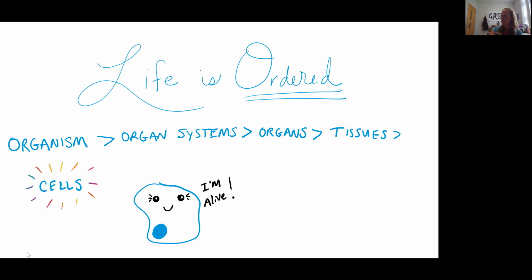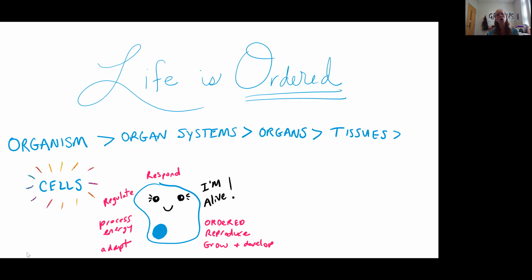And how do we know that it's alive? Well, of course, it has all those characteristics or properties of life that I've already introduced to you. So the cell is able to respond and regulate its internal environment and process energy and adapt. And it's ordered, it's organized. As we study the cell this semester, we'll see that there are small structures inside the cell that have special jobs. And we know that cells can reproduce, and we'll study that process this semester. And cells are also able to grow and develop just like organisms themselves grow and develop.